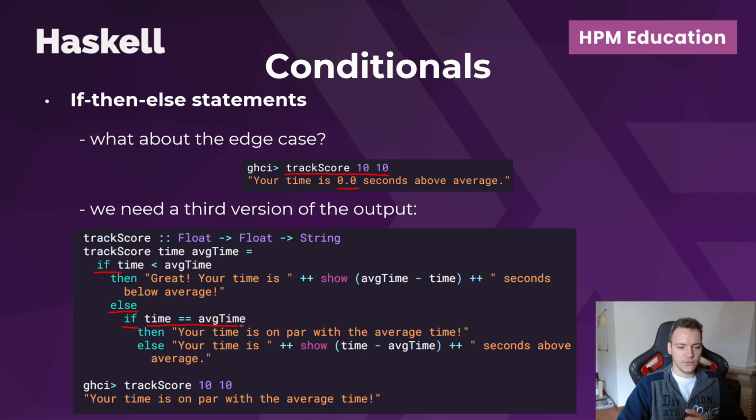And then we say if it's equal to the average time, then it's on par with the average time, and else we know that it must be above, because we check that it's less than here, we check that it's equal here. So if it goes to this else, we know that it's above average, and then we print our message from before. So now if we use this function, we would get this message here.